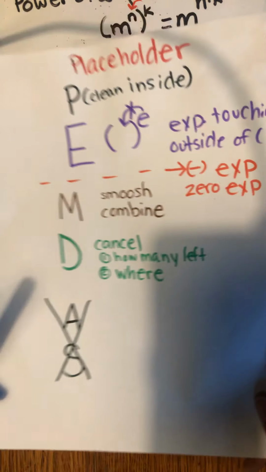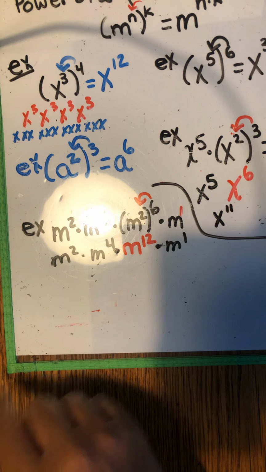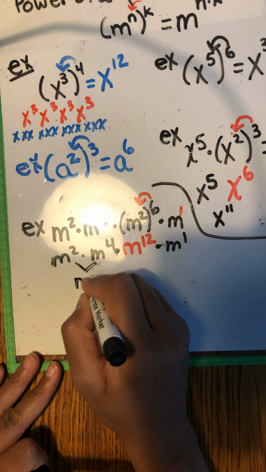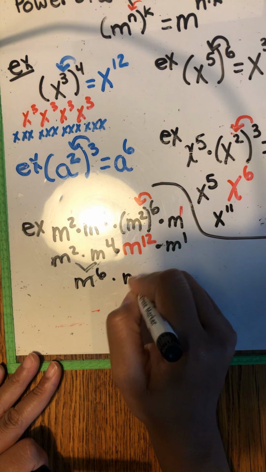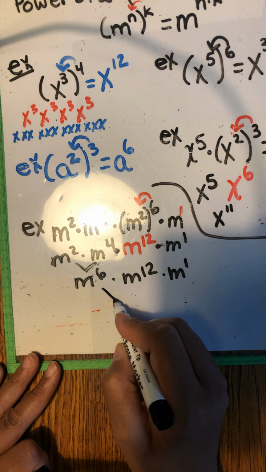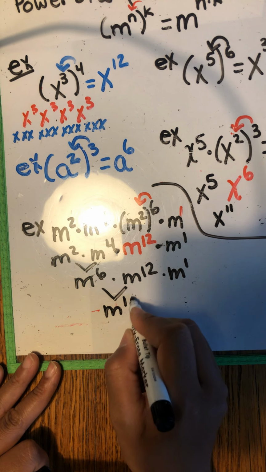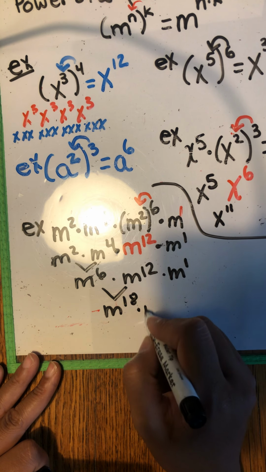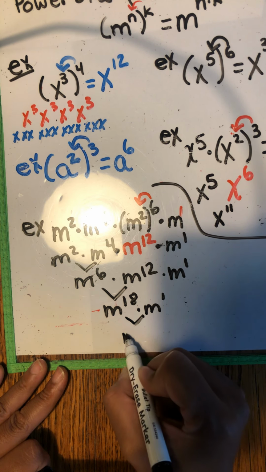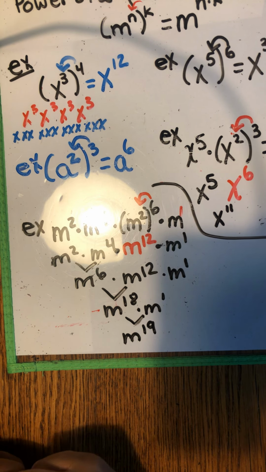Next thing I'm going to do is, do I have anything I can combine? Yeah, look at all these m's. Let's put them together. So I have m2, m4, that gives me m6. One step, one line. I'm not trying to be fancy, making a mistake. Put them together. I have 6 and 12. That gives me 18 of these. 18 and 1 gives me 19 all together.